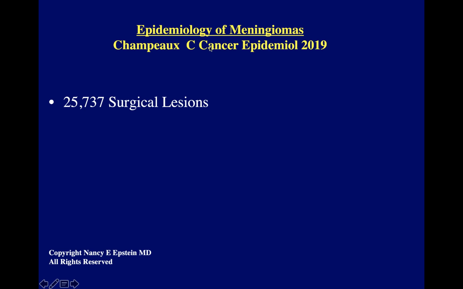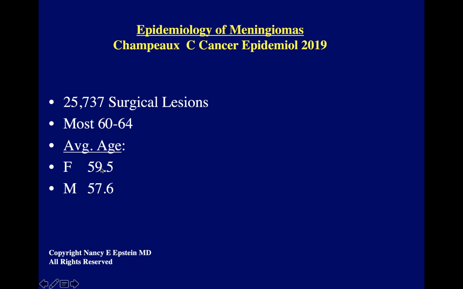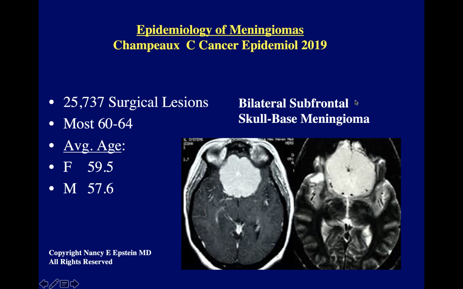Epidemiology of meningiomas in Champeau's series in Cancer and Epidemiology 2019. So this is a very recent study. Over 25,000 surgical meningiomas seen. Most were between the ages of 60 to 64, with the average ages for the females being 59, for the males being 57. This is an example of a bilateral subfrontal skull base meningioma that may well have been included in the series.